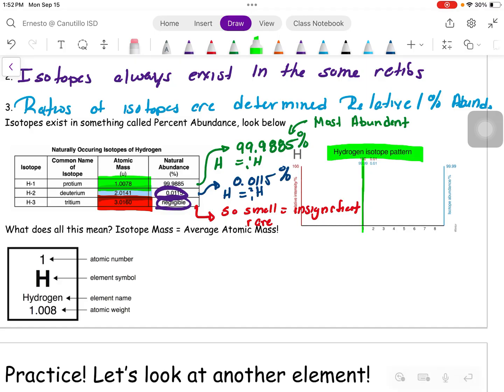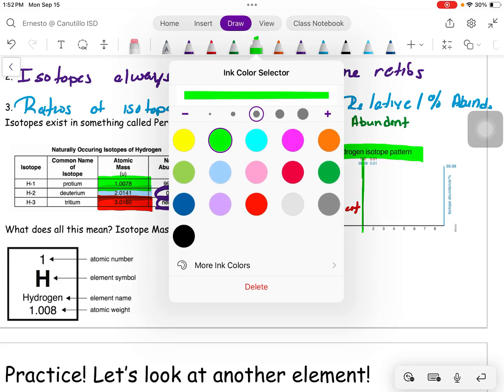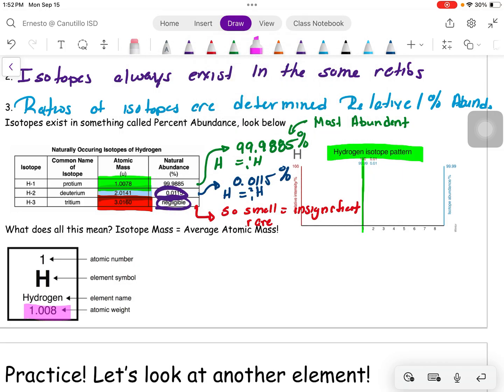Now, why does this matter? Well, this matters for the following reason, right? When you take a look at an element on the periodic table, you see lots of information. You see the atomic number, which gives you the number of protons and electrons. You see the atomic symbol, or the element symbol, which is H in this case, and the name on some periodic tables. What we're focusing on is the atomic mass.